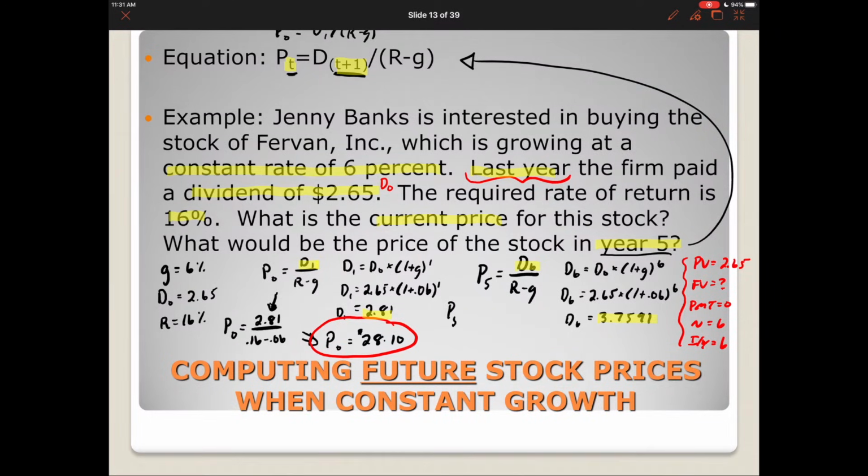And so the price in year 5 is equal to the next year's dividend. Sorry, let me erase that, clear it up a little bit. 3.7591 divided by R, which once again is 0.16 minus 0.06. Notice that I did not put it in parentheses in the last equation, but you do have to do that subtraction before you do the division. So let's go ahead and just be more clear from my previous example. So 3.7591 divided by 0.1 will give you a price of $37.59.